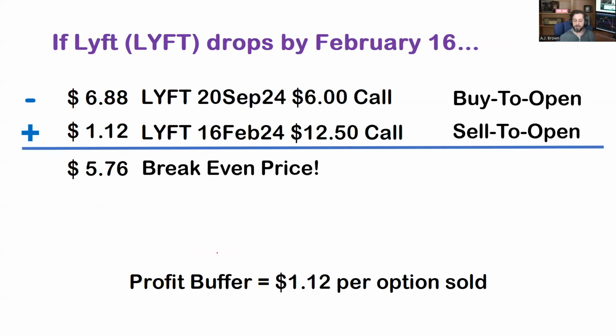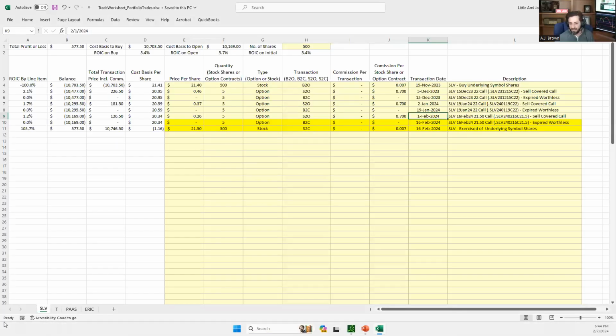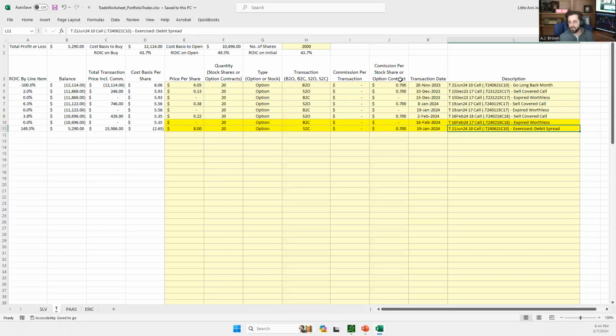So let me show you. Again, I like to show some real trades. That was more of a theoretical trade. This one on AT&T that we started also in November, on November 20th. So instead of buying AT&T, we bought the AT&T June 2024.